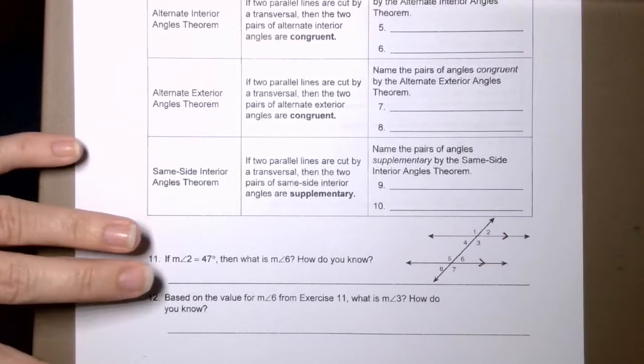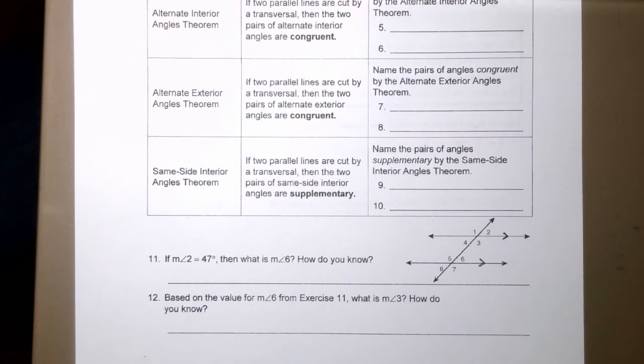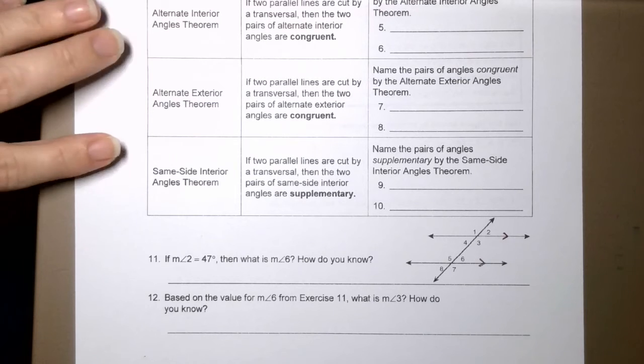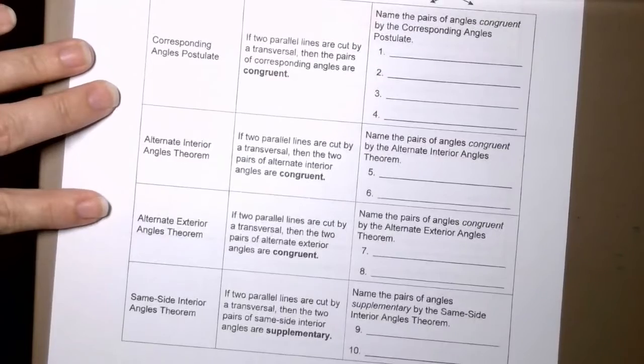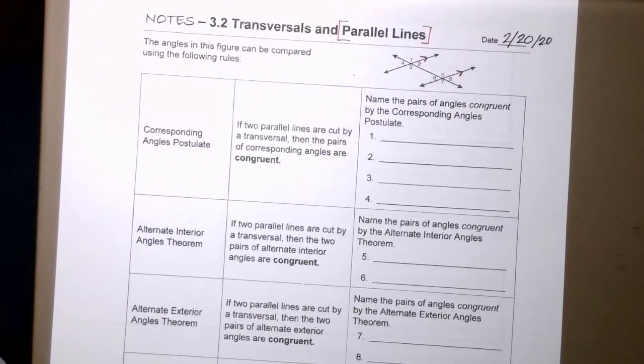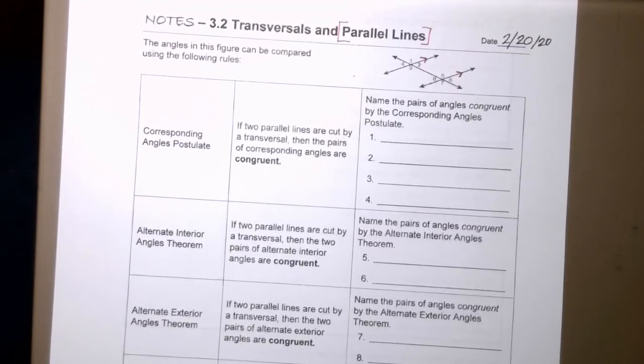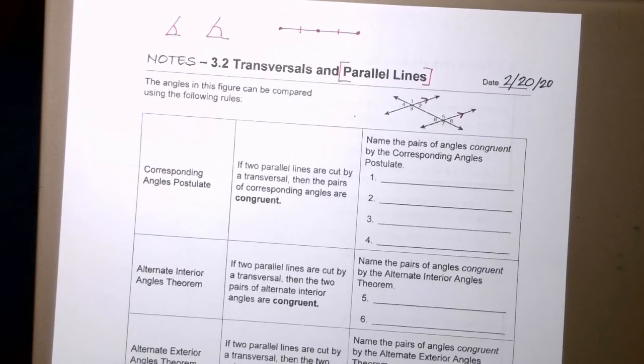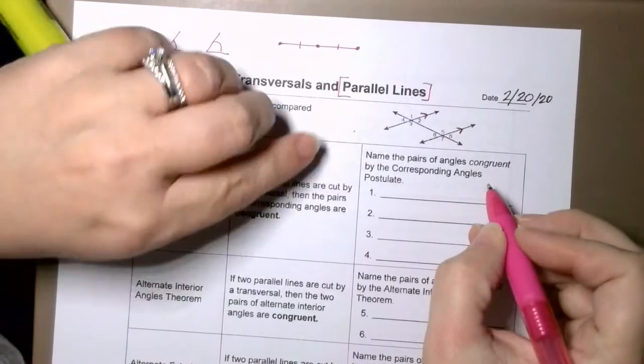Now, if those lines are not parallel, I still have corresponding angles. I still have alternate interior angles. I still have all those angles. They just don't possess the same qualities as they do when those two lines are parallel. So, first one, corresponding angles. We know what corresponding angles are, right? Yeah? Name a pair of corresponding angles.